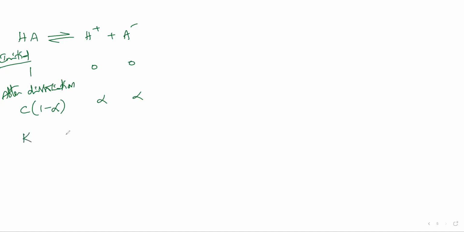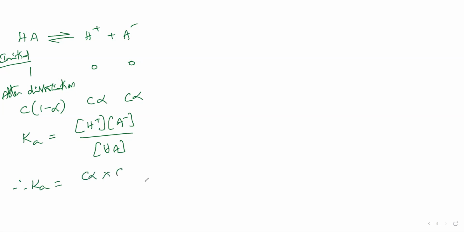Then acid dissociation constant. What is the formula? Concentration of products, C alpha, C alpha. Then Ka is equal to concentration of products, cation and anion, by concentration of HA. Now substitute these values after dissociation. So finally Ka becomes, concentration of H plus C alpha, A minus C alpha, by HA, C into 1 minus alpha.